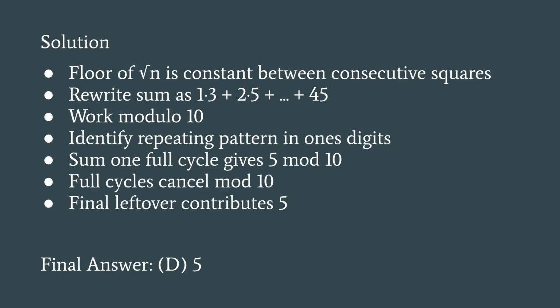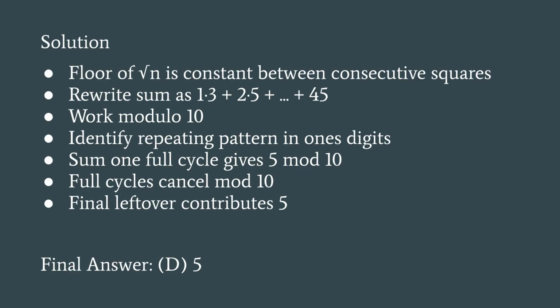This pattern repeats every 10 terms, so we compute the sum of one full block. The first 10 terms have a ones-digit sum of 5 modulo 10. There are 4 full blocks from 1 to 40, contributing 4 times 5, which is congruent to 0 modulo 10.